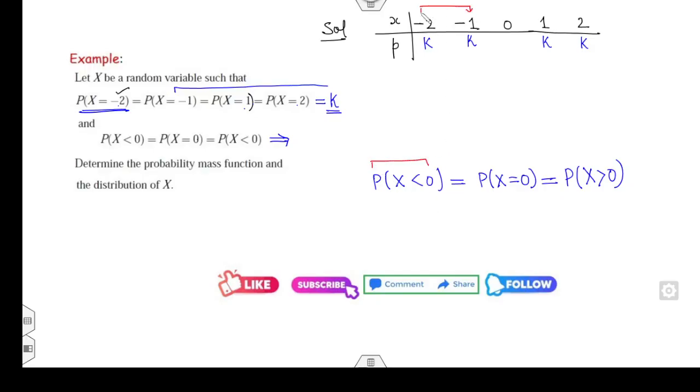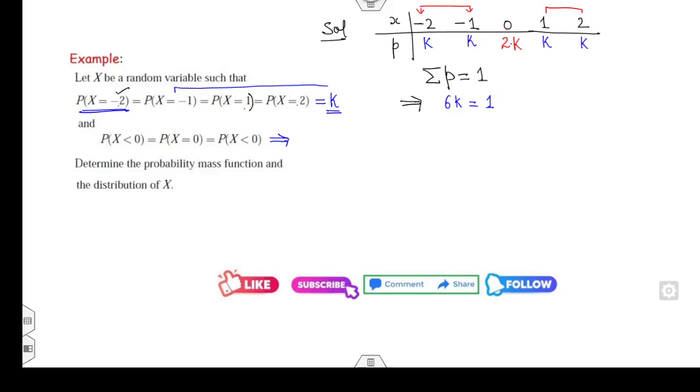The first two probabilities, the total probability is 2k, which is equal to probability X is equal to 0. X greater than 0, again these two numbers satisfy, that is again 2k. So therefore the probability at the point 0 is 2k. Now once you know these are the probabilities, can you find the value of k? Sum of the probability is 1. So if you add them, 6k is equal to 1. K is 1 over 6.